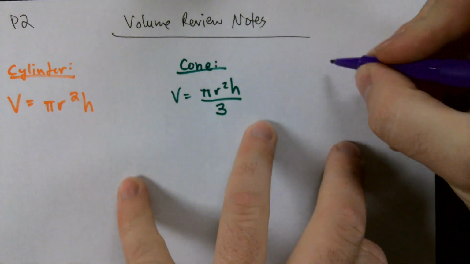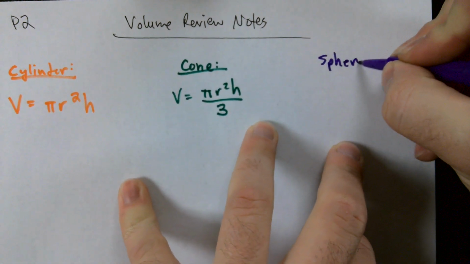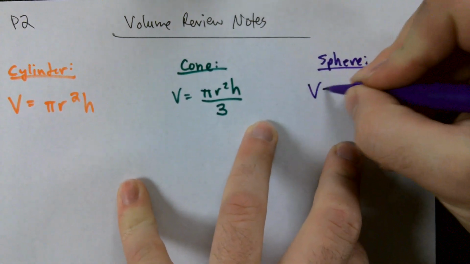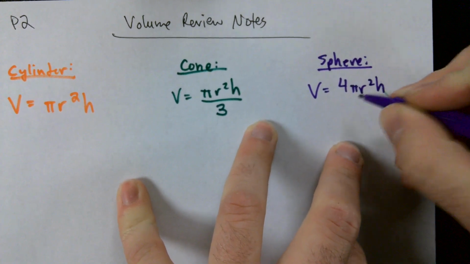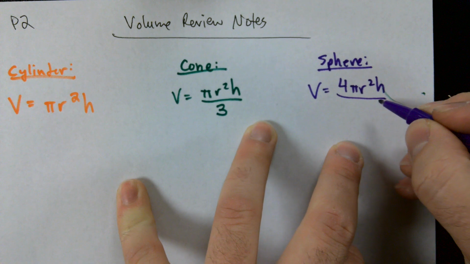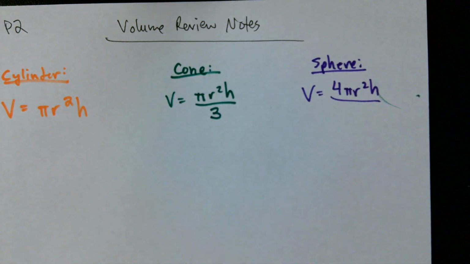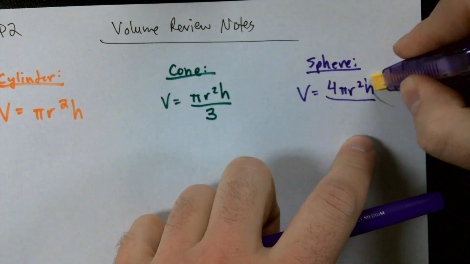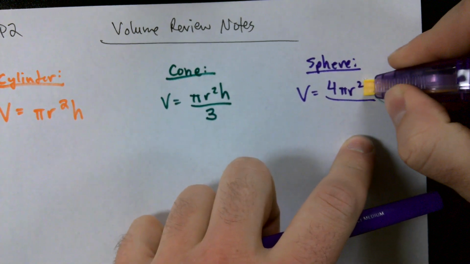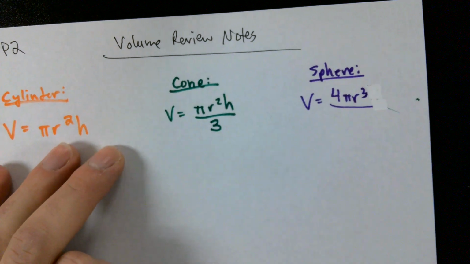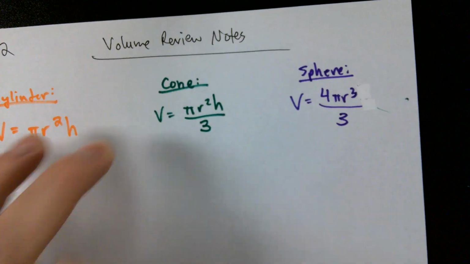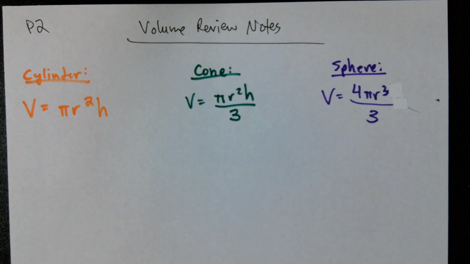Finally, we have the volume of a sphere, which we talked all about yesterday. V is equal to 4 pi r squared h over, oh, I'm sorry, I messed that up. I was thinking about cylinders here. 4 pi r cubed over 3. That's our formula for a sphere.